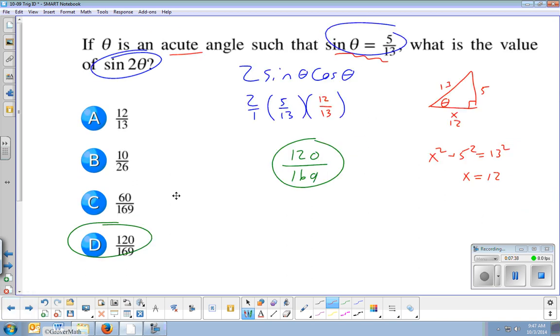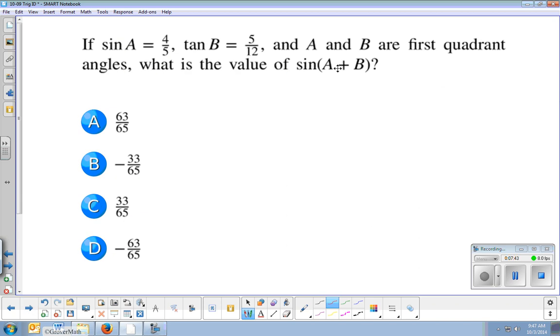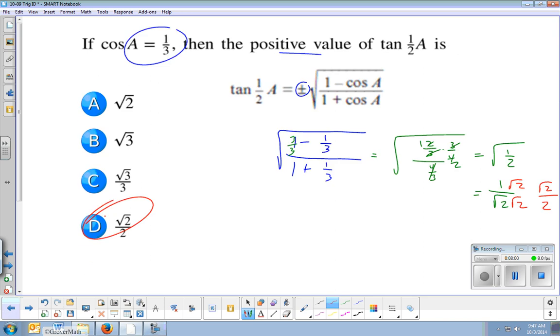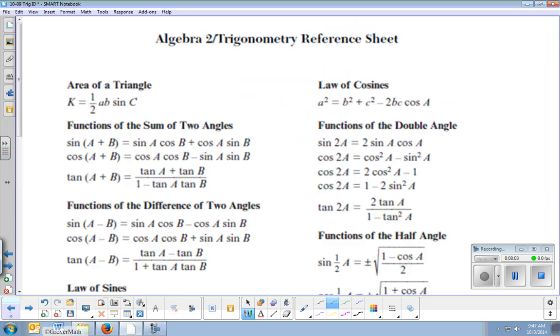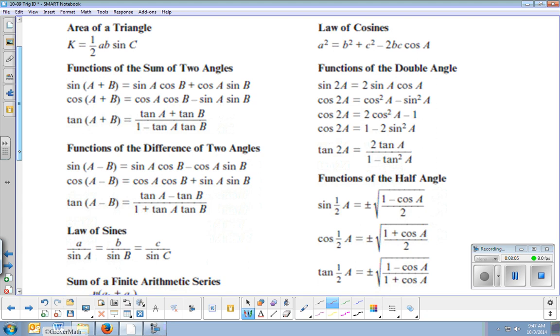A lot of these problems, you have to find something before you can substitute in. Like in this problem, they give us sine A is 4/5, tangent B is 5/12. So we're talking about two different angles here, A and B, and they want to know what is sine of those angles added together. But again, this is something you need to recognize as an identity. So I'm going to go back to my reference sheet. Sine A plus B, and that is this one. Sine A plus B is sine A cos B minus cos A sine B.